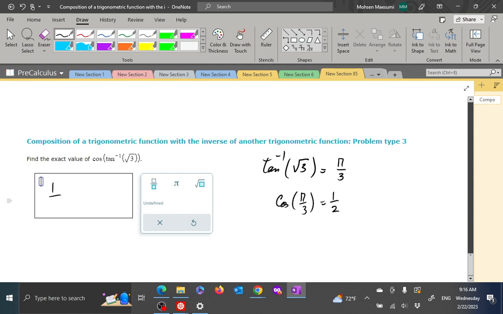So we are learning how to do composition of functions. We are learning how to do this thing with trig functions. We are learning how to handle situations where some of these things are an inverse trig function. These are the things we practiced here.